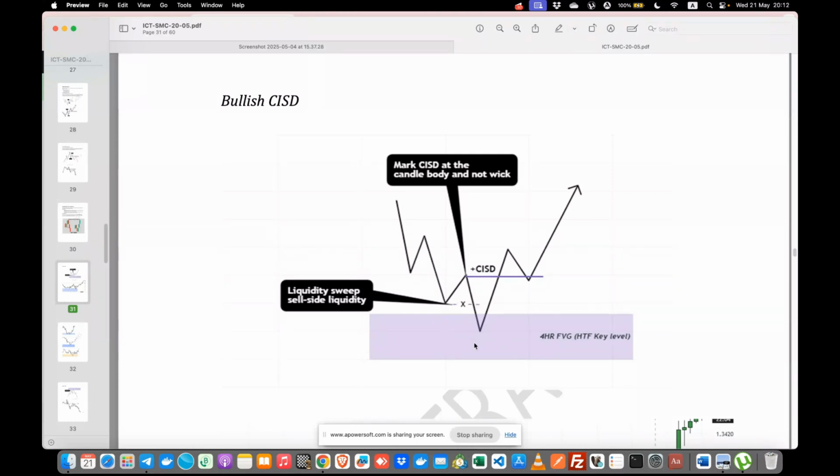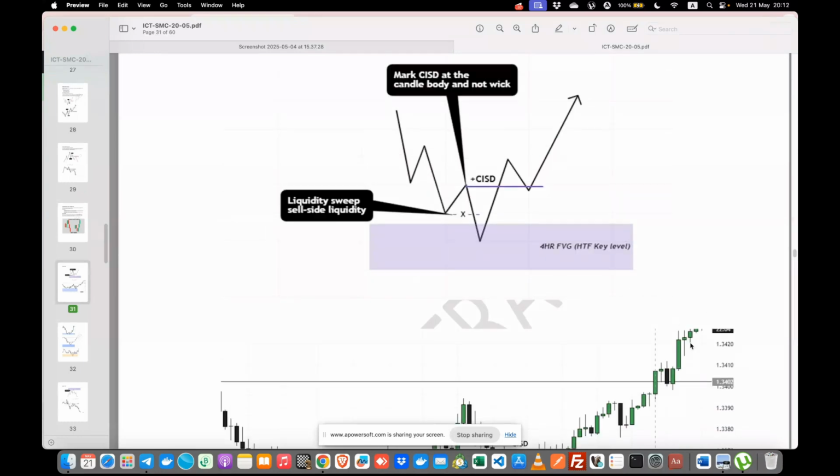So this last leg that tags our higher time frame key level, we need to look at the consecutive candles here. This market was going down, so you're going to look at the consecutive bearish candlesticks that tagged this higher time frame key level and swept this sell side liquidity. Then we are going to mark the body of the candles. We're not going to mark the wick. So let's just go to the charts so I can show you an example.